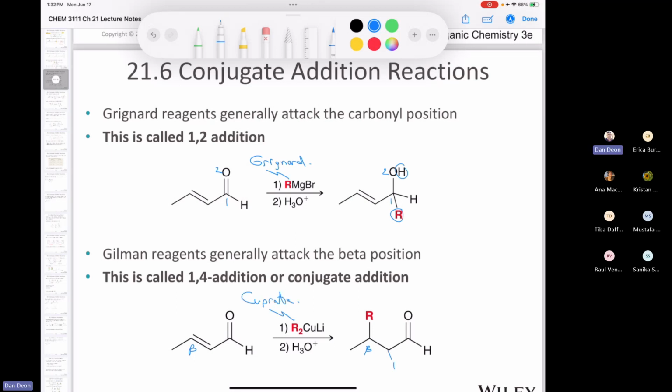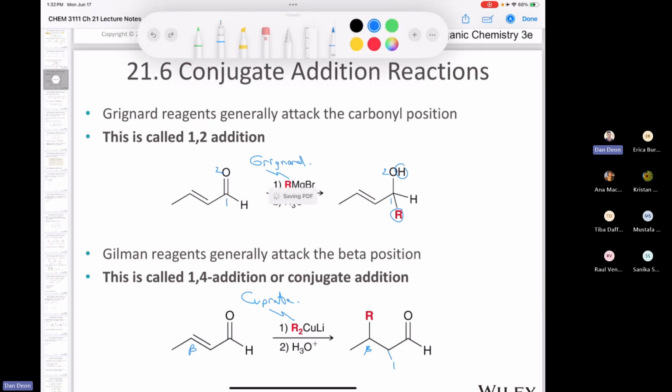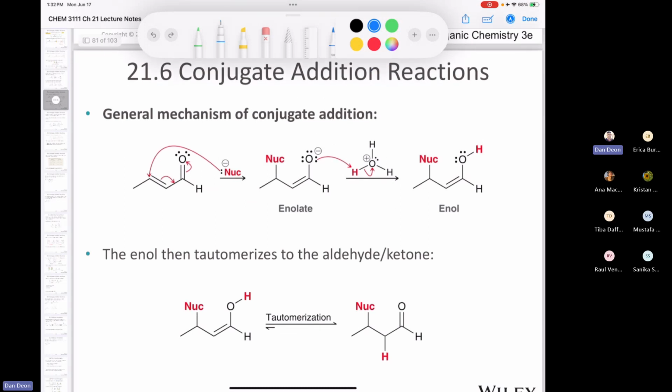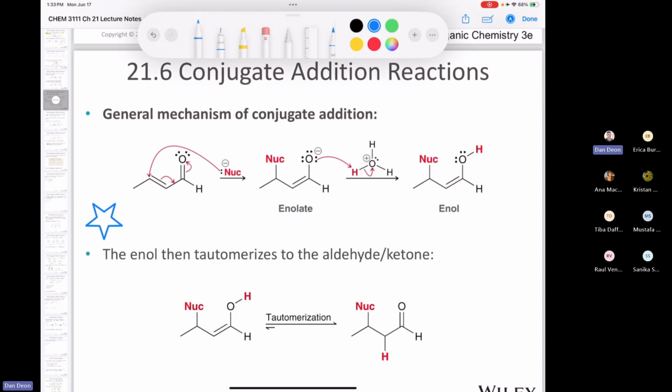It turns out that when you do the addition, the hydrogen actually ends up on the oxygen to make an enol, but then that enol tautomerizes to give you the aldehyde. So that's why it's called conjugate addition. You don't believe me? Take a look. So here's the mechanism of conjugate addition. I don't think I've ever asked students to draw this in gory detail, but I'm a firm believer that this is a very important mechanism. You guys have studied a lot of organic chemistry at this point.